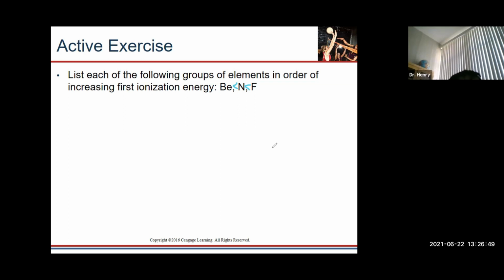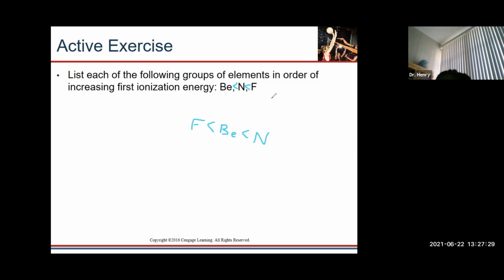Okay, how many of you guys think this is right? Raise your hand. You guys can raise your hand on the screen too, for those who are on the screen. How many of you guys think it's some other order? What do you think it is? You said F, then you said Be, and then you said N. F has the lowest? Okay, so you're telling me fluorine. Fluorine is 1 away from being a noble gas. It's going to be willing to give up an electron from losing 1.